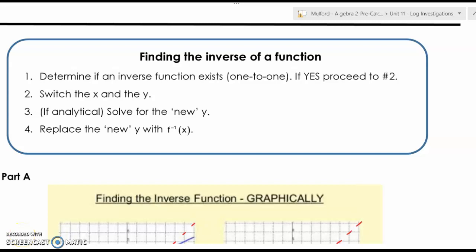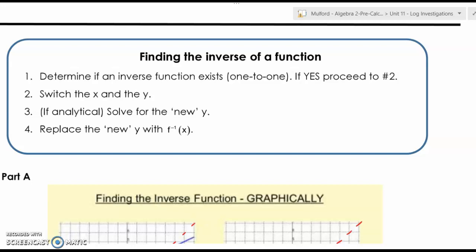So for our second video on inverses, we're going to actually focus on how to find the inverse of a function. First step we want to do is figure out if the inverse function actually exists. Is it one to one? If it is, then we're going to go through the process of switching x and y, or whatever variable we're looking at, really switching the inputs and the outputs. That's what an inverse is going to do.